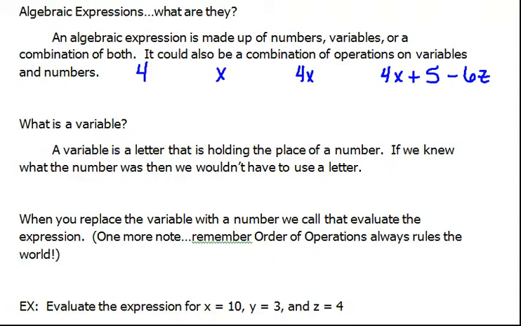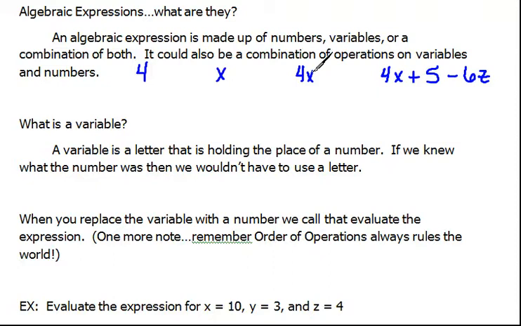Now, we talked about how it could be a combination of numbers, variables, or both. But what exactly is a variable? Well, a variable is just a letter that is holding the place of some number. If we knew what that number was, we wouldn't have to use the letter. We'd just write the number. But in this case, where we have 4x, that literally means 4 times whatever that number is. And since we don't know what that number is, we have to let a variable, a letter, represent it.